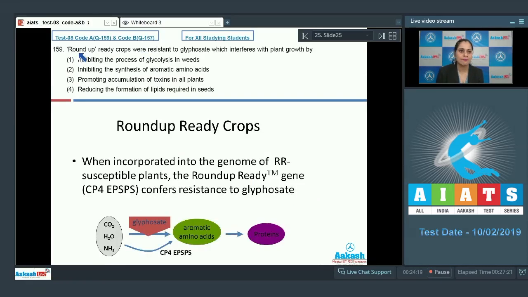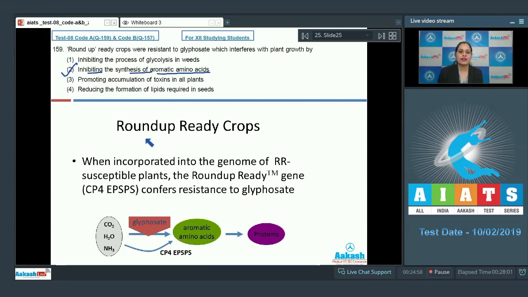Question number 159. Roundup ready crops were resistant to glyphosate, which interferes with plant growth by, and the options are inhibiting the process of glycolysis in wheat, inhibiting the synthesis of aromatic amino acids, promoting accumulation of toxins in all plants, reducing the formation of lipids required in seeds. And the correct answer to this question is option number 2, inhibiting the synthesis of aromatic amino acids.